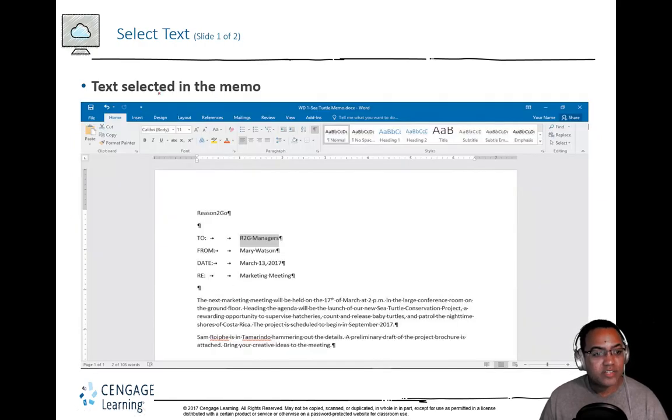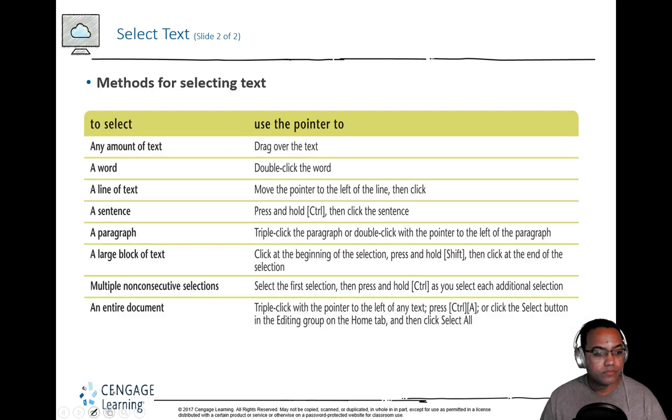Okay, so text selected in the memo. So this is an old school way of looking at letters. It pretty much tells you indentation, paragraph stops, paragraph starts, and things of that nature. So methods for selecting text. You can drag your pointer over the text to select any amount of text, as you saw me do with the lorem ipsum words when I wanted to show you the word count.